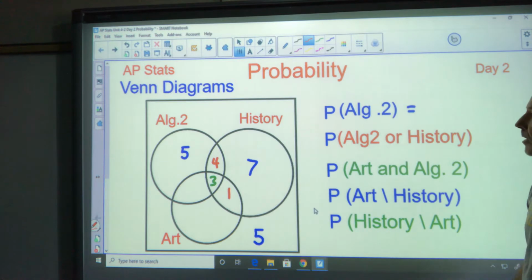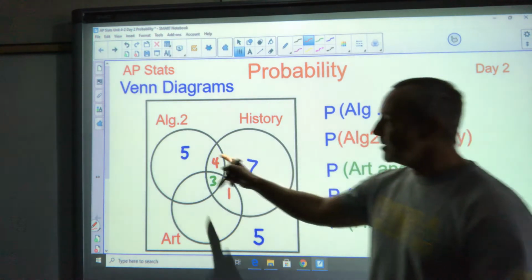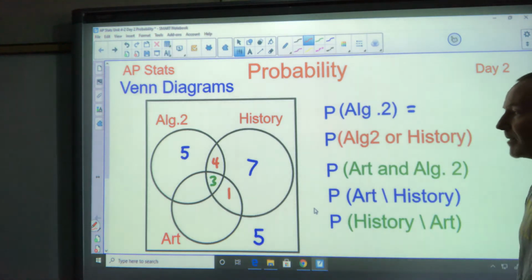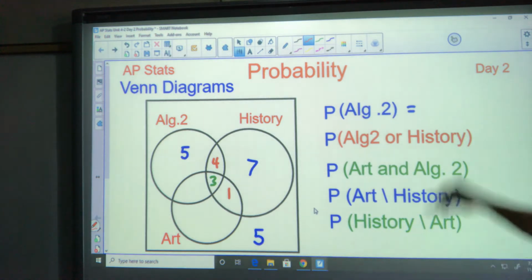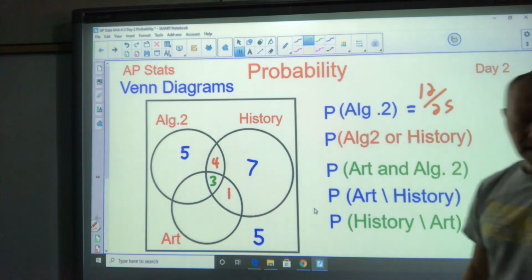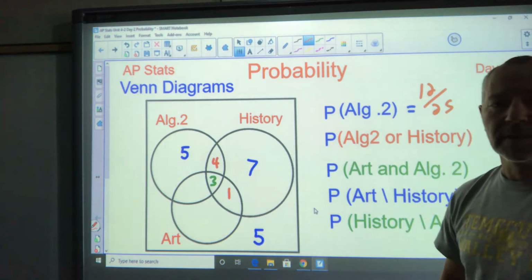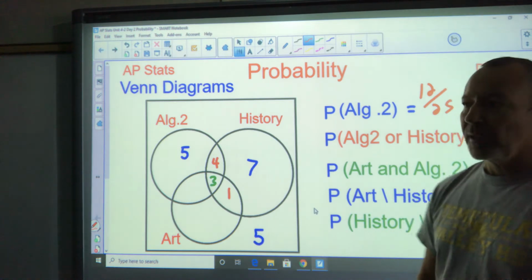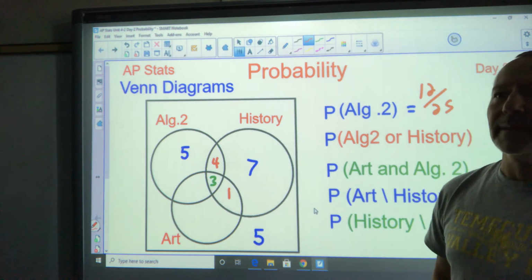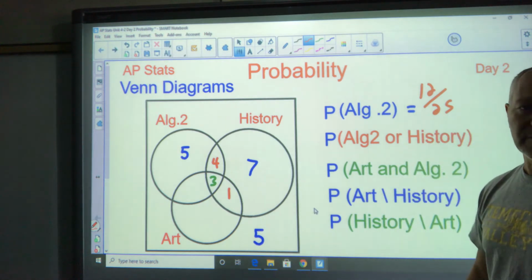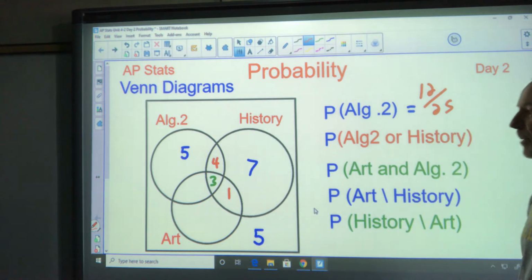Algebra 2, not just 5, anyone in Algebra 2. So 5 plus 7 is 12 out of 25. All my answers can be given as a fraction, a decimal or a percentage. The riskiest one, and it's really not a big deal, would be the fraction, because if you're going to reduce it, you're going to have to reduce that. Not a big deal there.